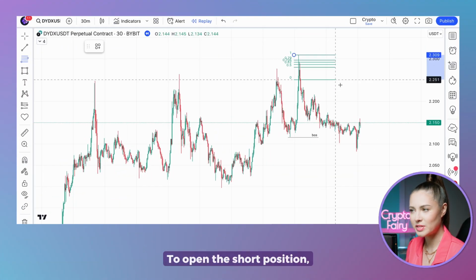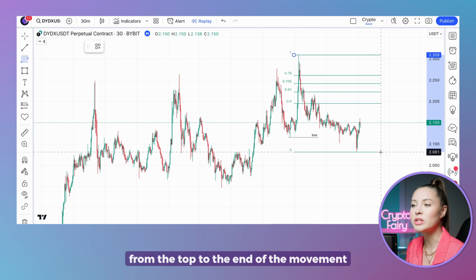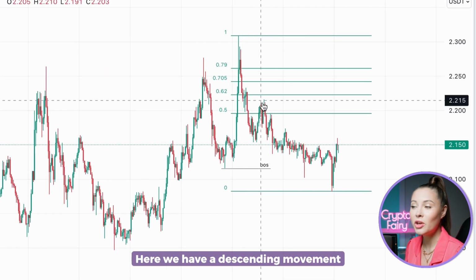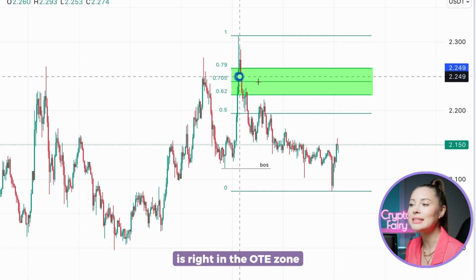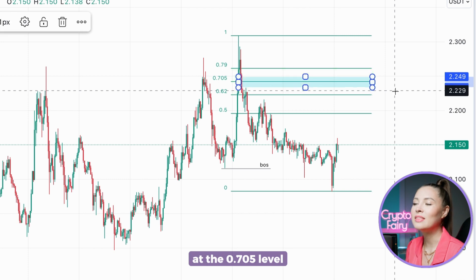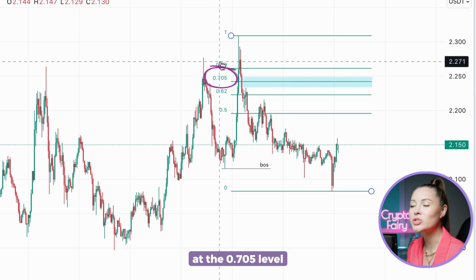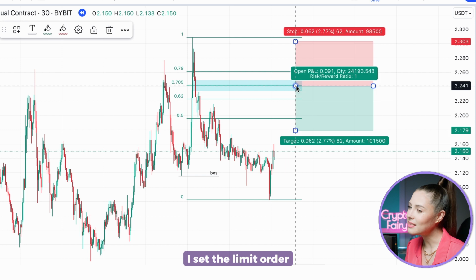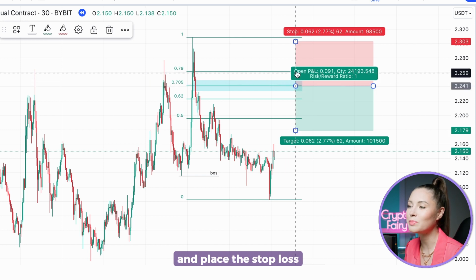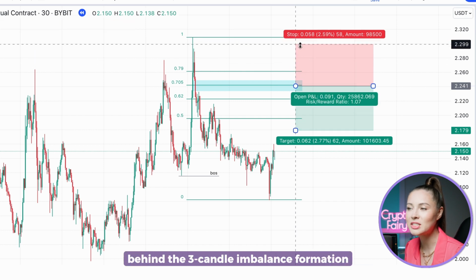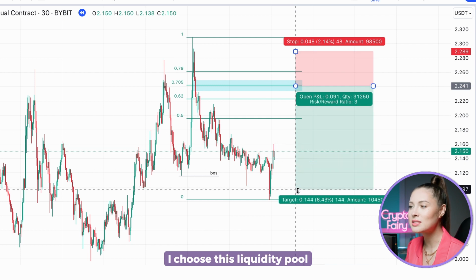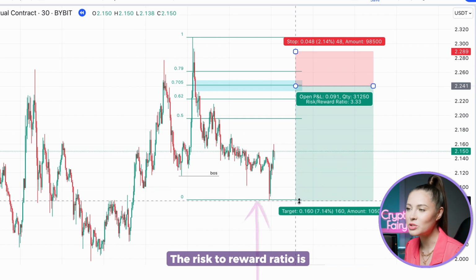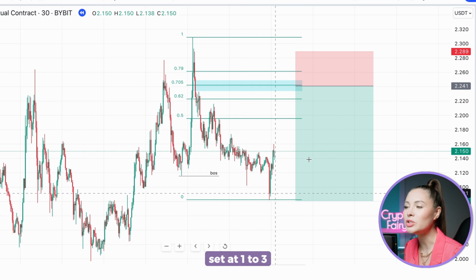To open the short position, I apply the Fibonacci grid from the top to the end of the movement. Here, we have a descending movement, and the imbalance is right in the OTE zone at the 0.705 level. I set the limit order just slightly below 0.705 and place the stop loss behind the 3-candle imbalance formation. For the take profit level, I choose this liquidity pool. The risk to reward ratio is set at 1:3.